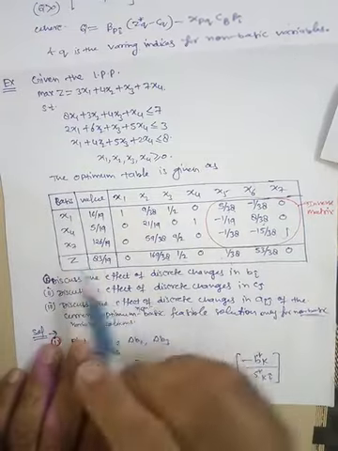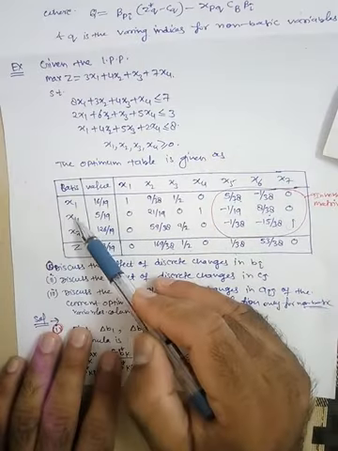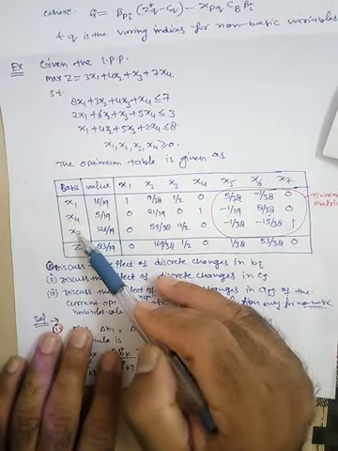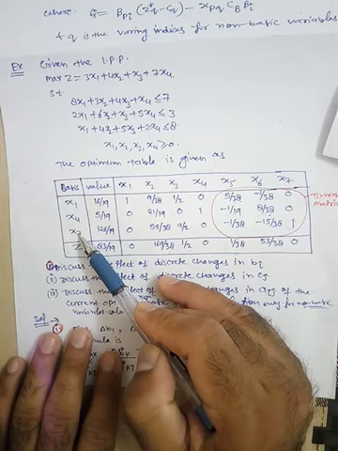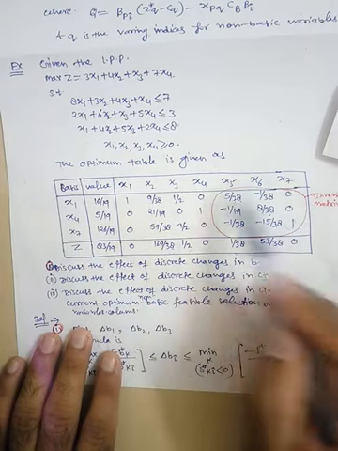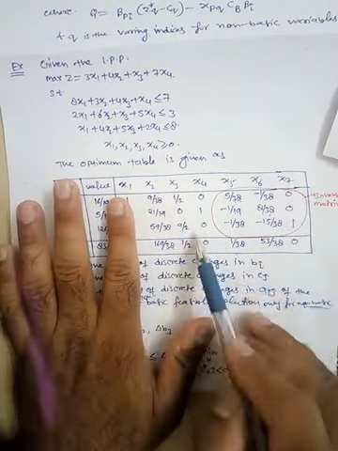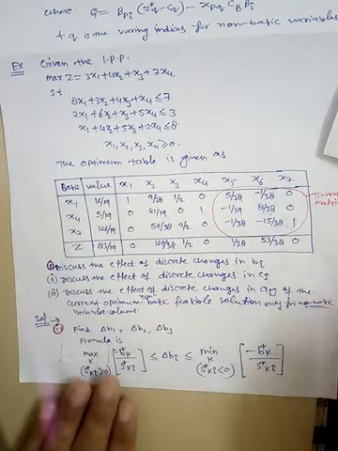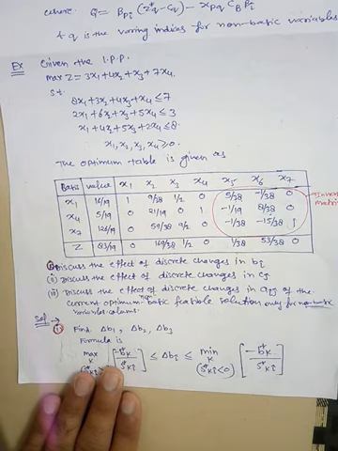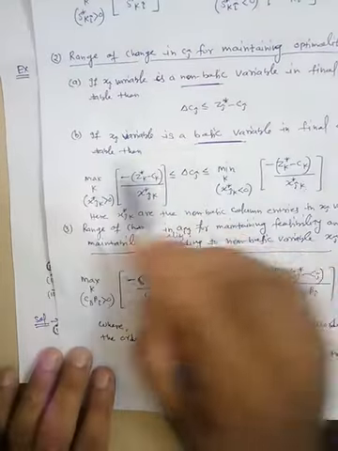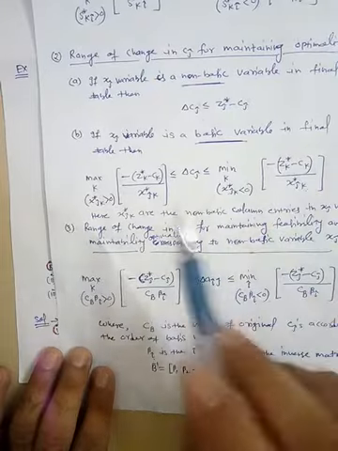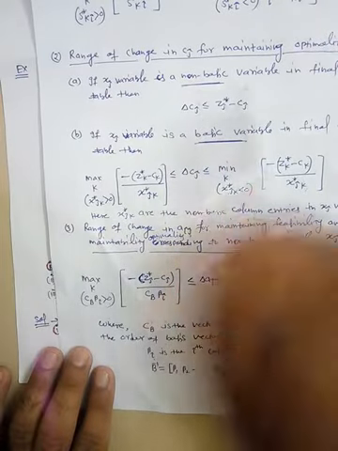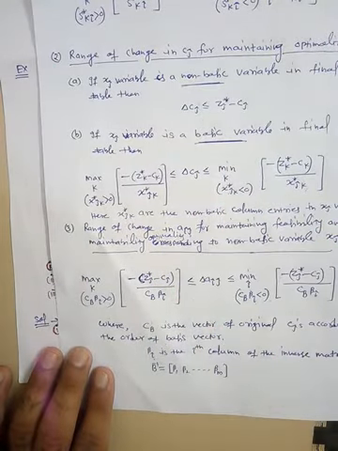Here according to this table, x1, x4, x7 are the basic variables. That means x1, x4 and x7 are the basic variables, and x2, x3, x5, x6 are non-basic variables. Fine. So now for the basic variable we have to use this formula, and for non-basic variable we have to use this formula. Fine. So let us apply.